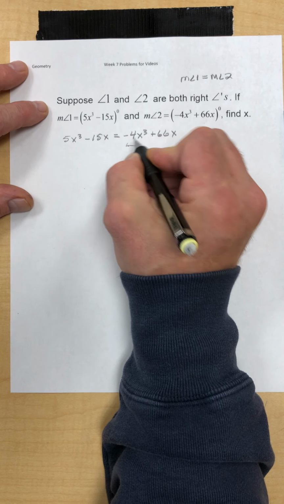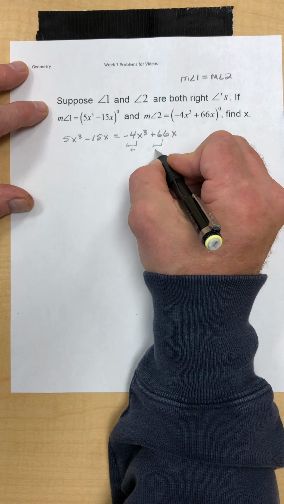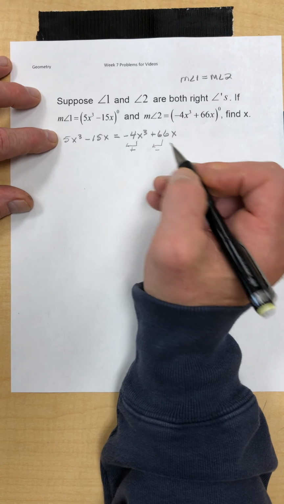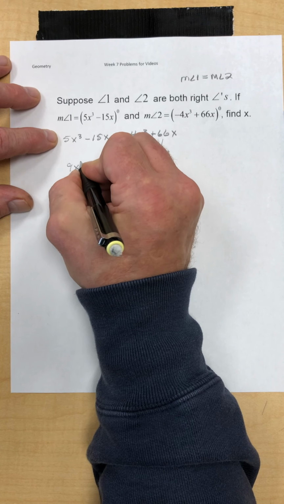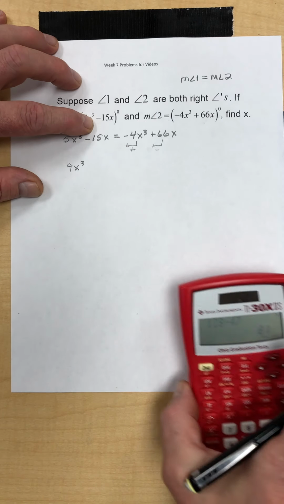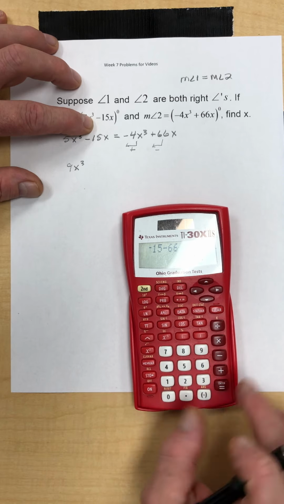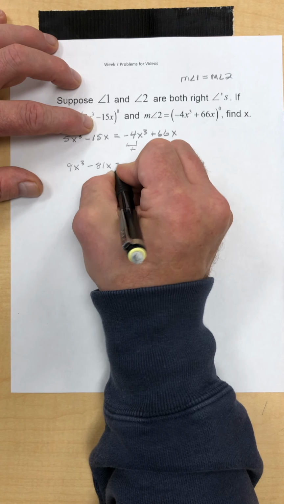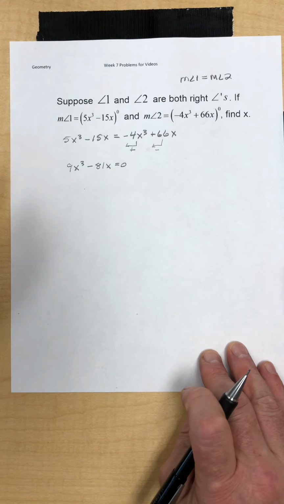So I'm going to bring this guy over, change it from negative to positive, and I'll bring this guy over and change it from positive to negative. Okay, so I'm going to get 5x cubed plus 4x cubed, so that'll give me 9x cubed. And then I'm going to get negative 15x minus 66x. So negative 15 minus 66, I'm pretty sure that's negative 81. Negative 81x equals 0.